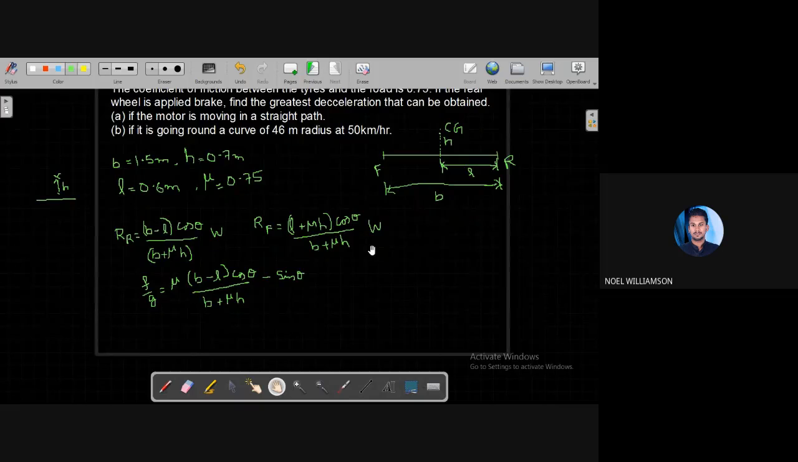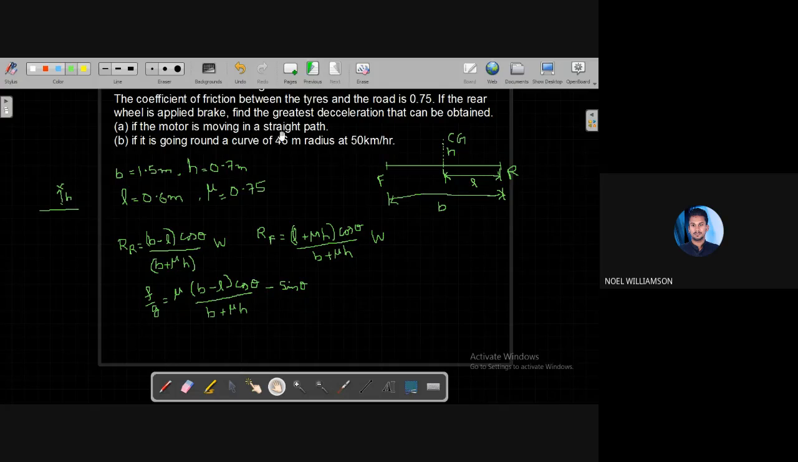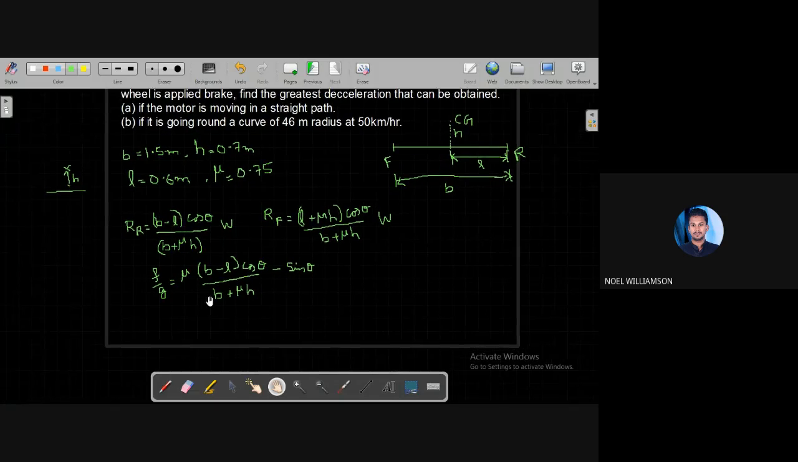Now the first question is, if the motorcycle is moving in a straight path. Straight path means there is only one component of friction, that is the braking force. And in that case, what is the greatest deceleration? Deceleration is denoted by F. We know this relation for the case where the brake is applied only to the rear wheel. But in this case, we are taking theta as 0.